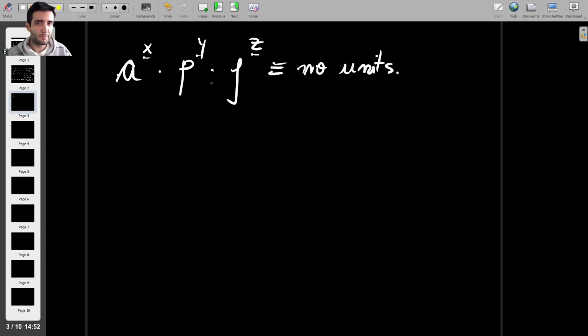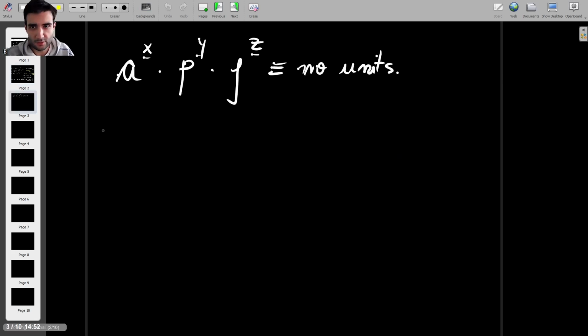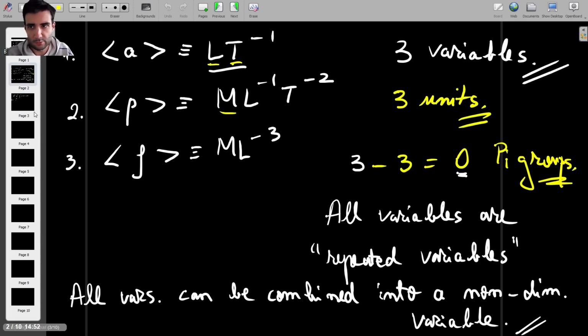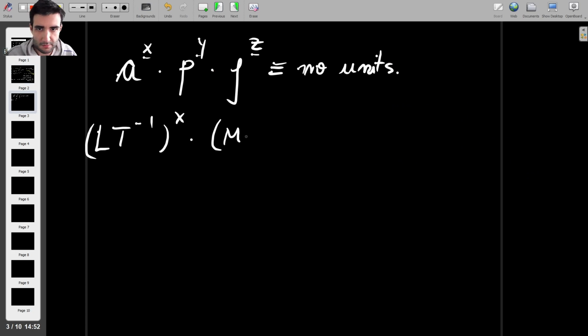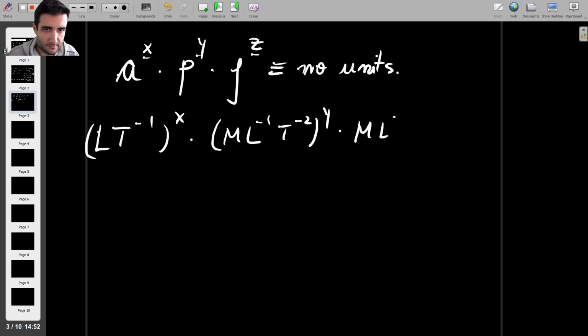So I'm going to replace A with the units of A. So for A we have length times time to the minus 1, to the power x, multiplied by the pressure, which is m L to the minus 1 T to the minus 2, to the power y, and then this is times m L to the minus 3, everything to the power z.